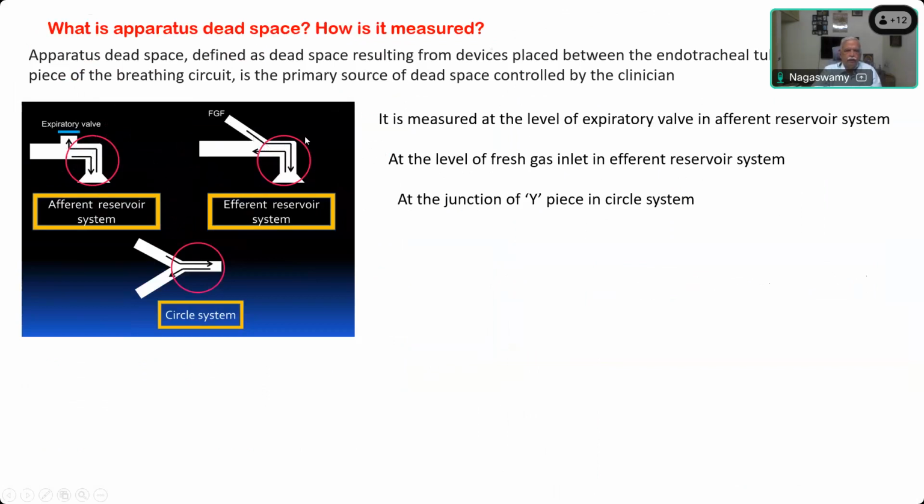This is the location of apparatus dead space. And if it is a circle system, this is the location of dead space. So if you are able to cut down this connection, or some people use an elbow connector, like a right angle connector, all those things will increase the dead space. If you use a straight connector, it will occupy less volume. So that is how the dead space volume is calculated.